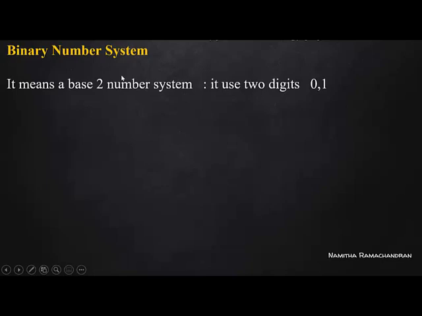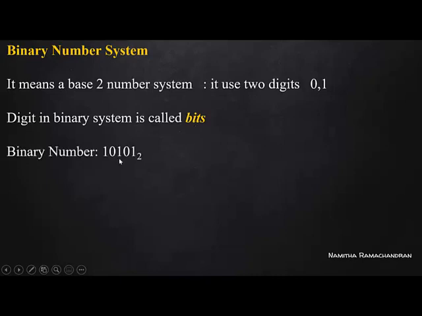Binary number system means base 2 system. Why 2? Because here we use 2 digits, 0 and 1 only. In the binary number system, each of the digits present in the number is called a bit. Consider one example: the number is 10101 and the base is 2. The number is represented here in binary form.